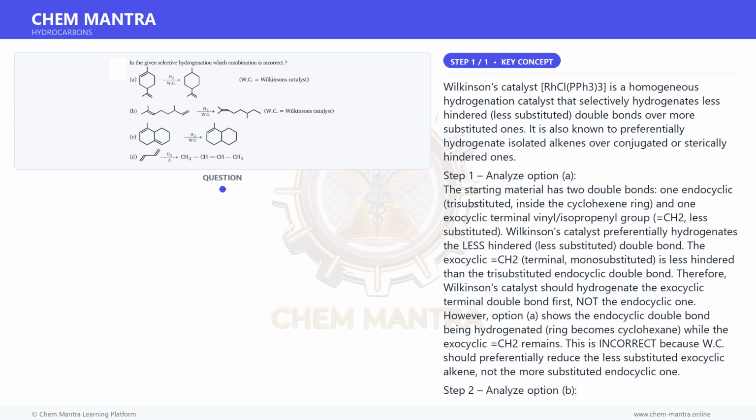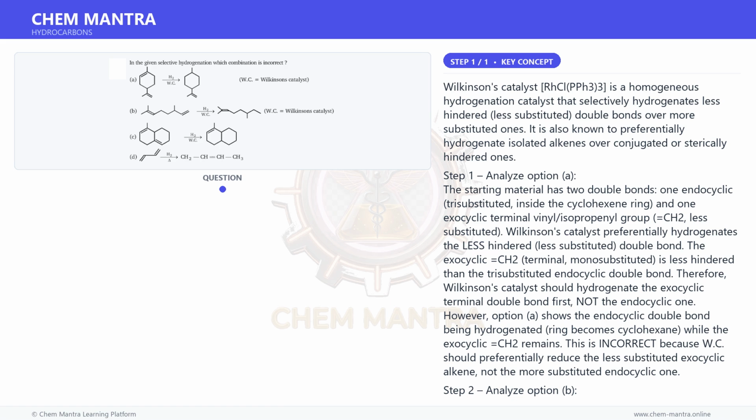Step 4. Analyze option D. 1,3-butadiene undergoing partial hydrogenation with H2 and heat, not Wilkinson's catalyst, to give but-2-ene, an internal alkene, or but-1-ene is a known reaction, under Lindlar or semi-hydrogenation conditions. This is a correct and known transformation.